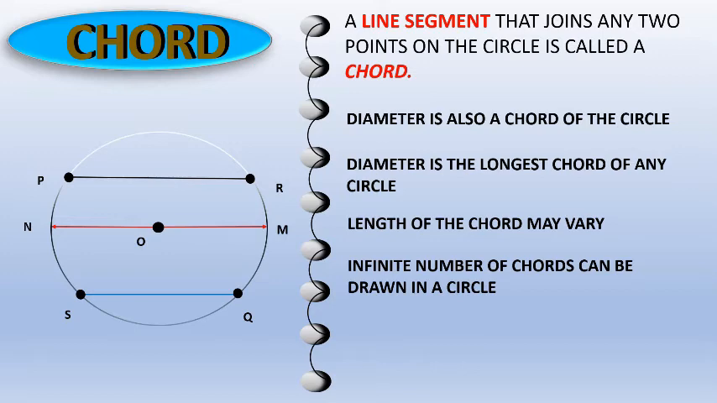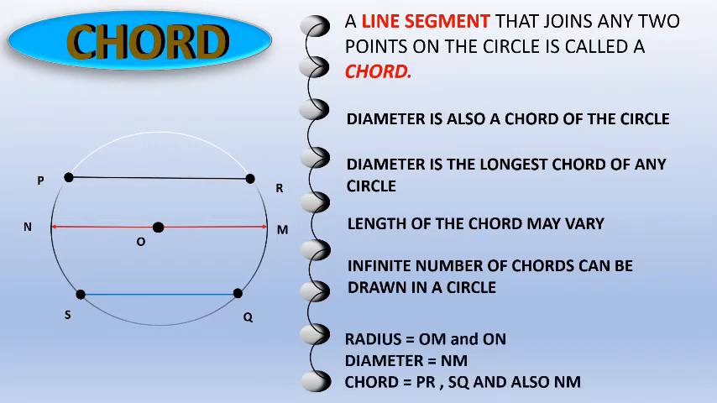We can draw an infinite number of chords in a circle. And if we talk about especially this circle, we have some line segments. So OM and ON are line segments which are also called radius. NM is also a line segment which is called a diameter, which is passing through the center O. And if we talk about the chords, we have PR, SQ and also NM, which is also called diameter.